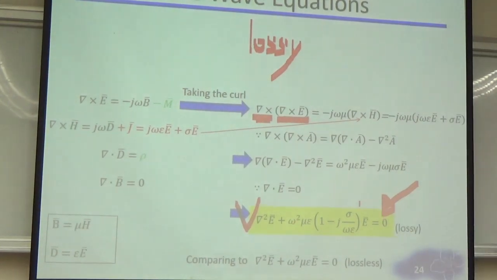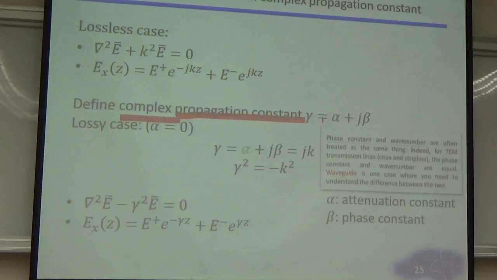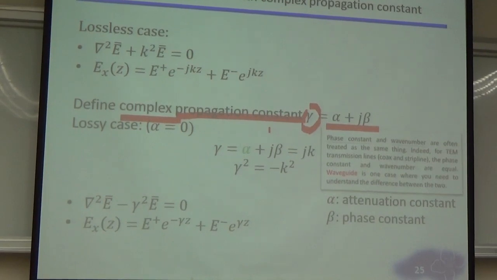Before we try to solve it, at the beginning, we define a new parameter. We call that the complex propagation constant, which is complex gamma. Gamma equals alpha plus j beta. You have the real part and the imaginary part, and we try to make the lossless case and the lossy case have the same result.